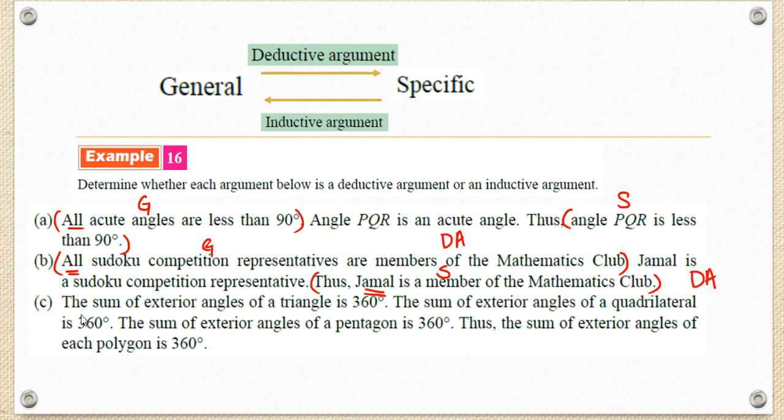Next one. The sum of exterior angles of a triangle is 360. The sum of exterior angles of a quadrilateral is 360. I give you two examples. Then the sum of exterior angles of a pentagon is 360. They give you three examples. Thus, the sum of exterior angles of each polygon is 360. So they start from very specific examples, and they give you a general conclusion. From specific to general is an inductive argument. I use IA, but you write the full name.